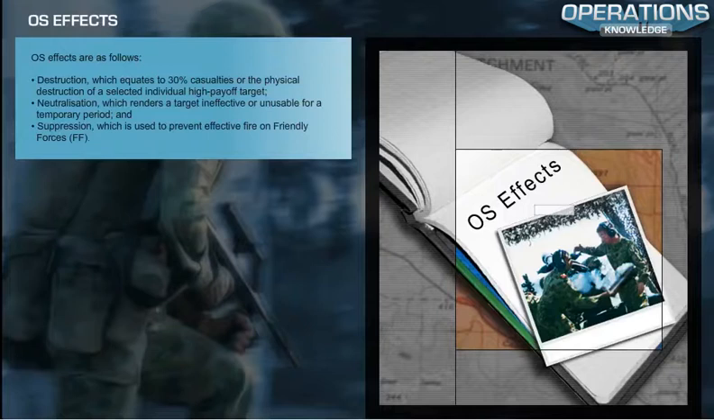Neutralization renders a target ineffective or unusable for a temporary period, pending repair or reconstitution. This allows the time or space for the maneuver elements to achieve their task. Suppression is used to prevent effective fire on friendly forces. It's usually applied on subsequent objectives to prevent their ability to target the main effort or assault. It should be noted that suppression does not have a lasting effect, and once the fire is lifted, the enemy can recommence effective fire on friendly forces.